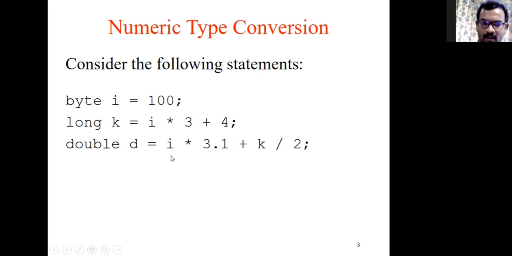And one more thing, look at this. Here i is the byte data type, 3.1 is a double data type, and k is a long data type. Among all these data types, the largest data type is double. That means this entire value is converted into double, and the result is stored in a double. So these are the examples where type conversion is required, converting one data type's values into another data type's values.